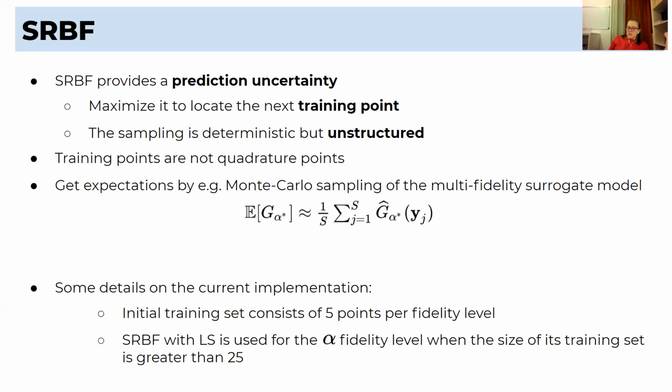Then the training points are not quadrature points, hence we need a quadrature rule in order to approximate the expected value of our quantity of interest. And okay, for example, one could do a Monte Carlo sampling of the multi-fidelity surrogate model.